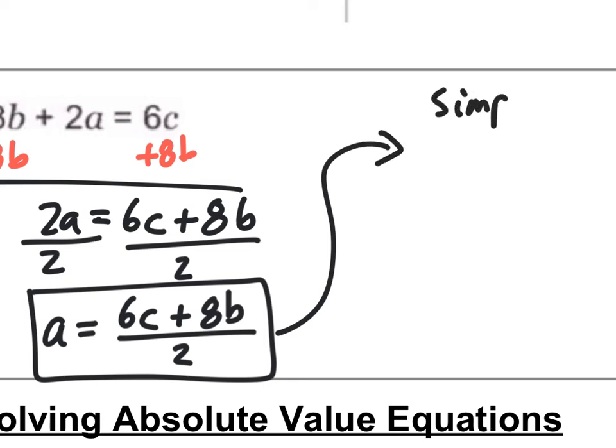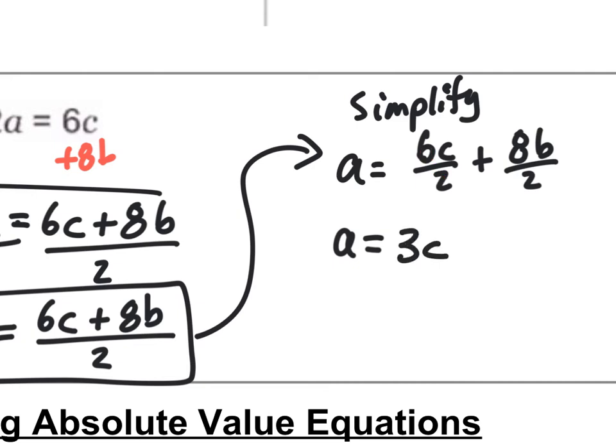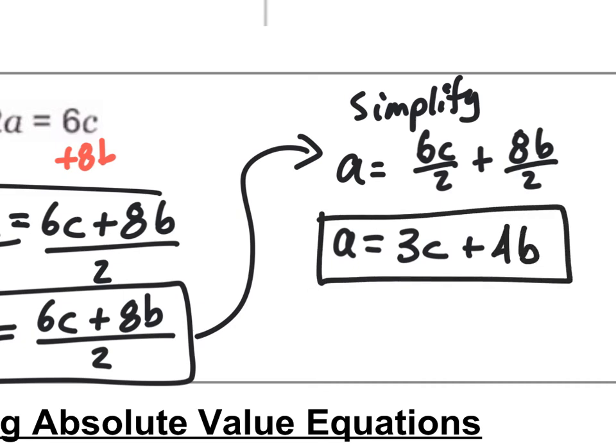Instead of writing this over one common value, I can rewrite this as the sum of two fractions. So a is equal to 6c over 2 plus 8b over 2. Then 6 divided by 2 is 3, so this becomes 3c, and 8 over 2 simplifies to 4, so this becomes 4b. So a is equal to 3c plus 4b.